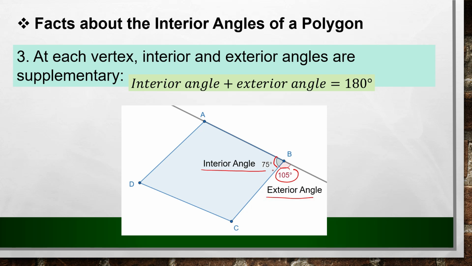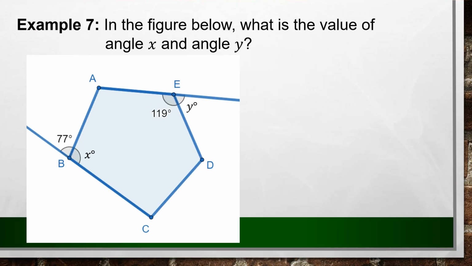Now remember this. There is only one adjacent exterior angle for every interior angle. Let me repeat that: there's only one adjacent exterior angle for every interior angle, and vice versa. If you look at this and add the two, that'll be equal to 180 degrees. Okay? So, let's answer the next problem. In the figure below, what is the value of x and y? So, we have this x and we have this y.